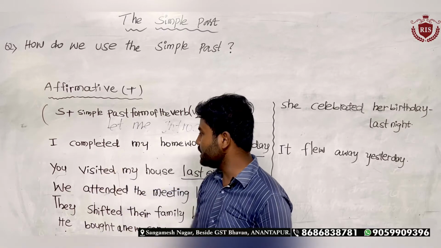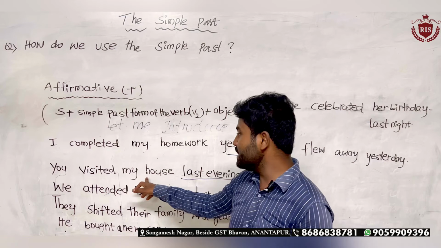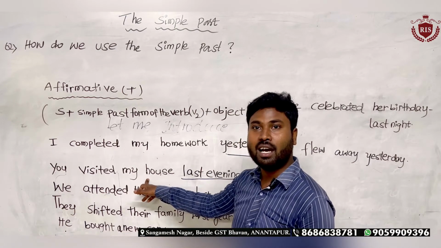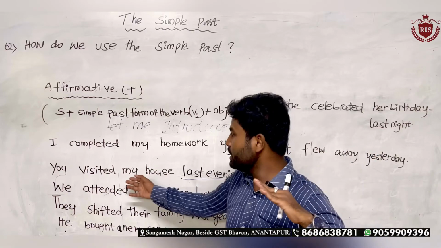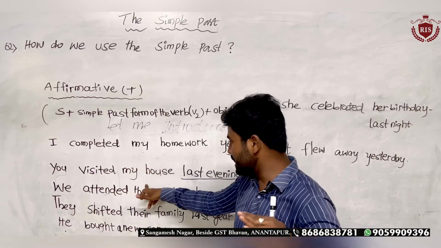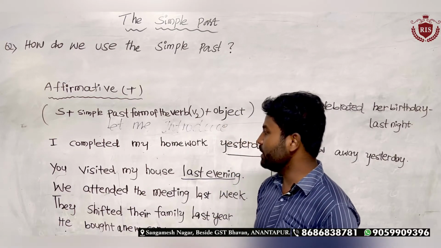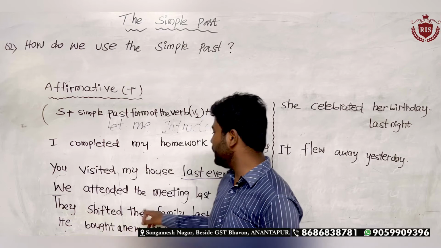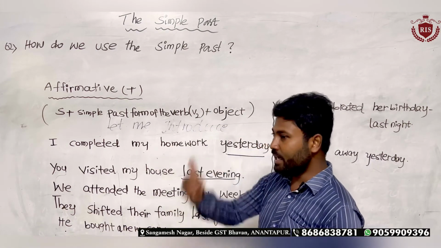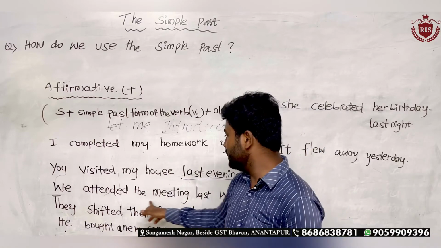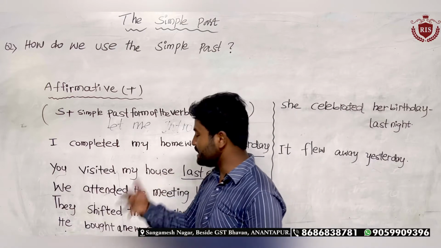Again, in the second sentence, you visited my house last evening, right? Now this sentence doesn't talk about today or now. It talks about the action which started and completed. She visited your house last evening. Even the third sentence that we have is we attended the meeting last week. Okay, they went and attended already last week. They attended the meeting last week. So it started and completed.